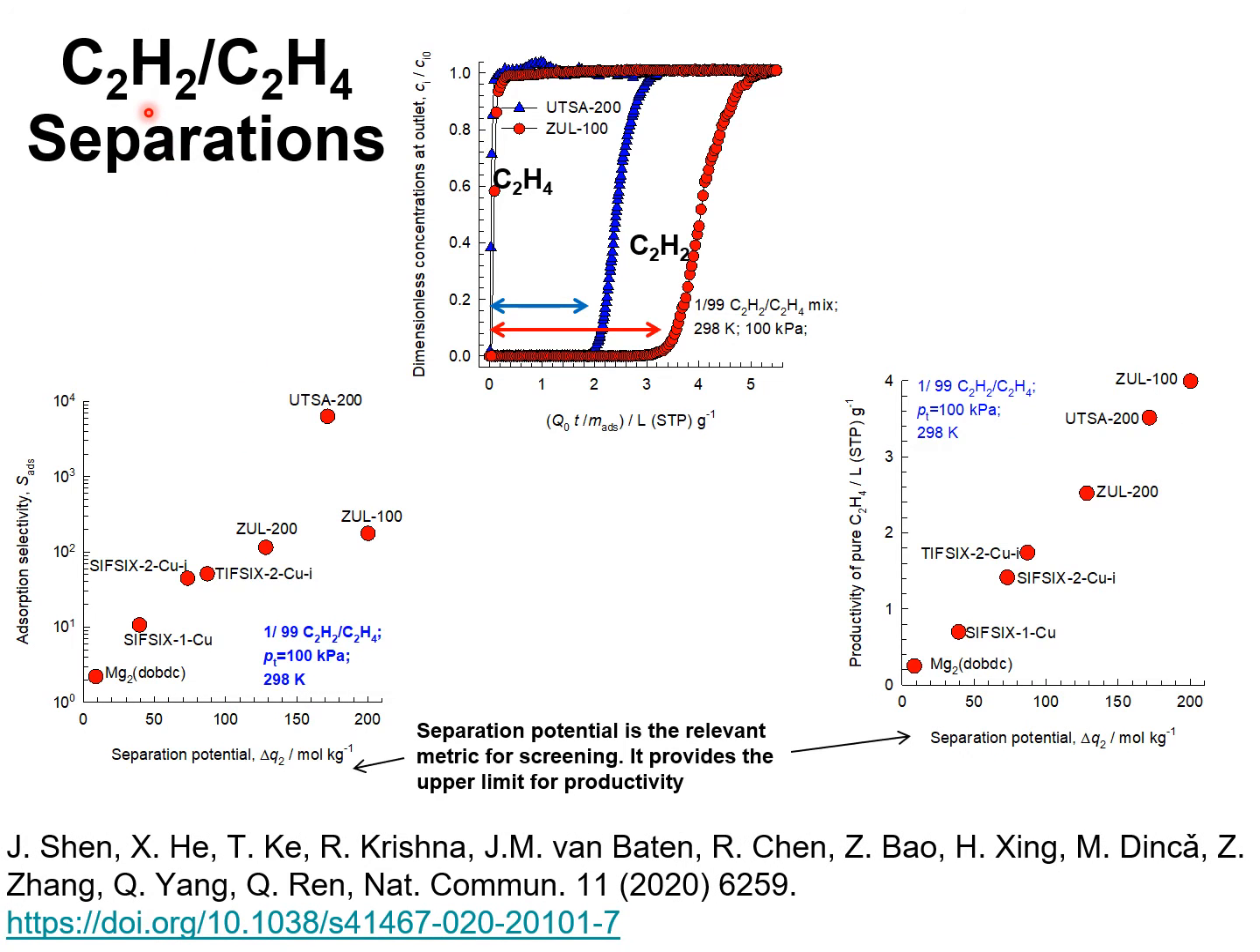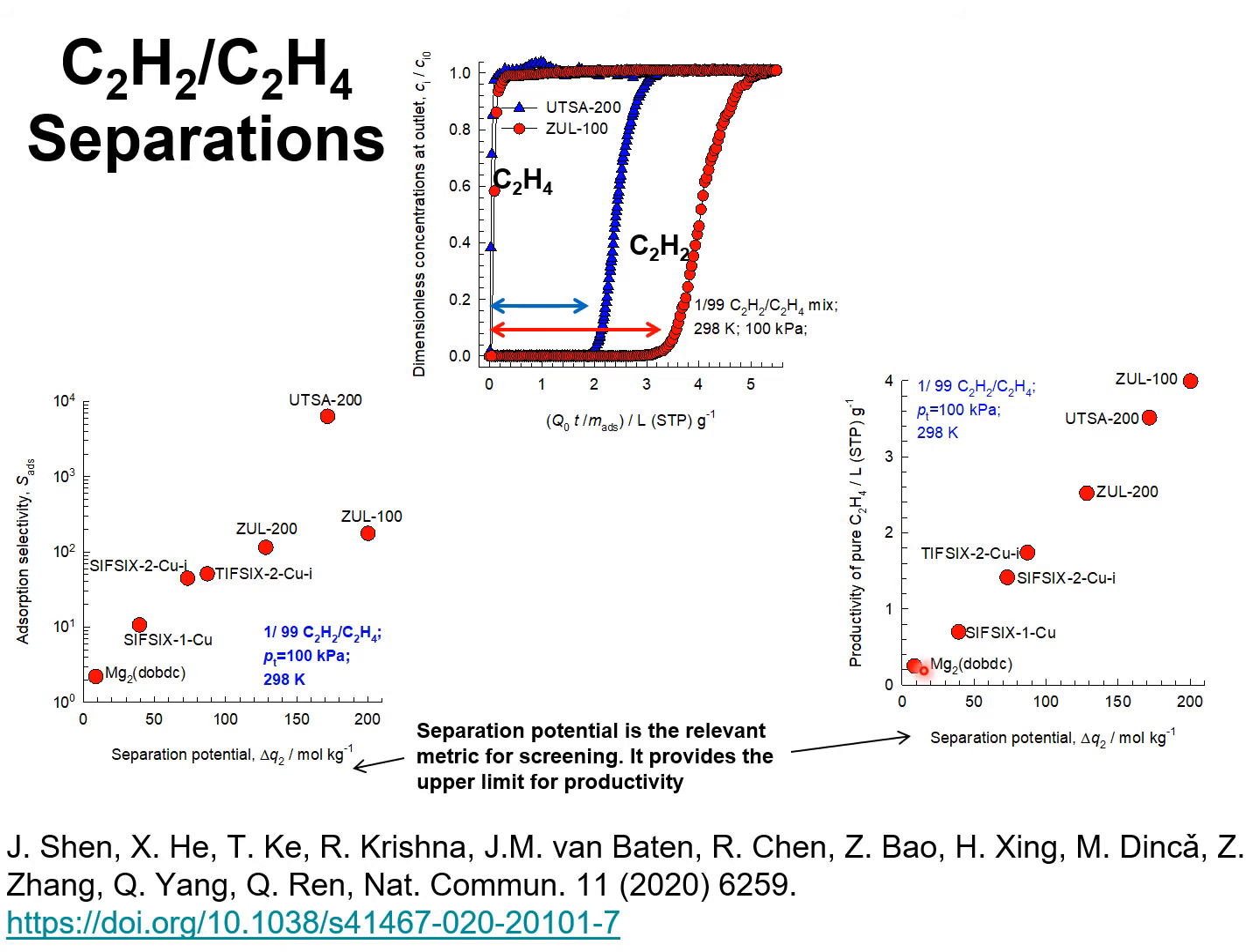For ethene separations, transient breakthrough simulations were performed for 7 different MOFs as listed here, and from the transient breakthrough simulations, the productivity of pure ethene containing less than 40 ppm of ethyne was determined, and these productivity values are plotted in this graph as a function of the separation potential.